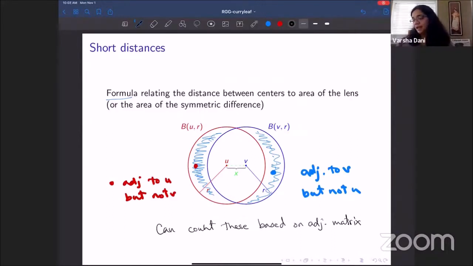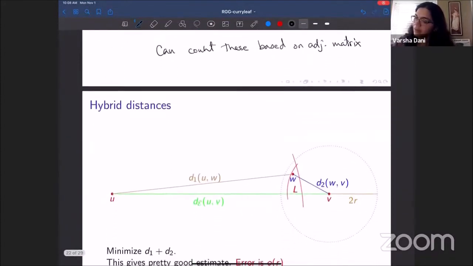Okay, so that tells us that we can get estimates of short distances, and what I'm not going to go into is all the proof about why this estimate is a good one, but it turns out that you can get these estimates, and for large n, they're very, very sharp. In fact, the error in them is something that's much, much, much smaller than r. It's order 1, in fact.